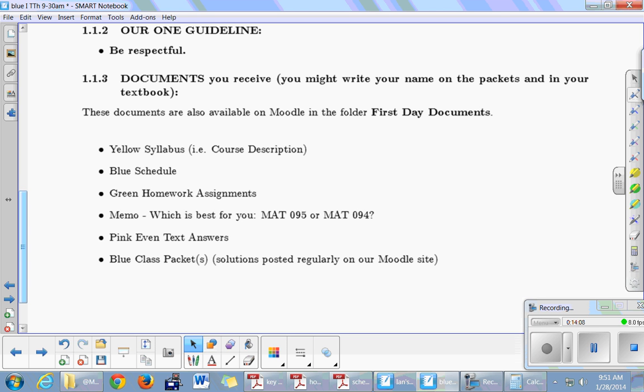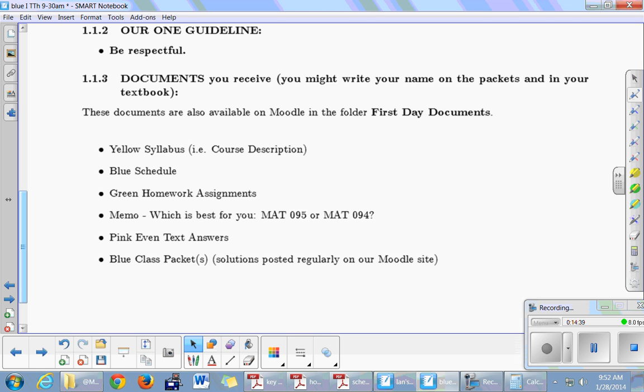documents you receive, you can feel free to write your name on the big packets if you want, just in case you lose it in your textbook. A lot of this information is also available on Moodle, so I encourage you to sign in, maybe explore that page a little bit. Okay, so the first thing in the packet is the syllabus. Sandy's was yellow, but I'm not as organized. Mine is white. So the syllabus is there. There's a lot of information about this course in the syllabus, including how you get your grade at the end of the semester. So read through that and ask me any questions that you have later on this week, okay?